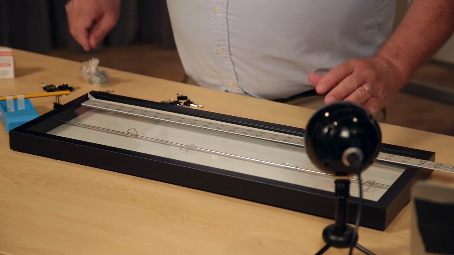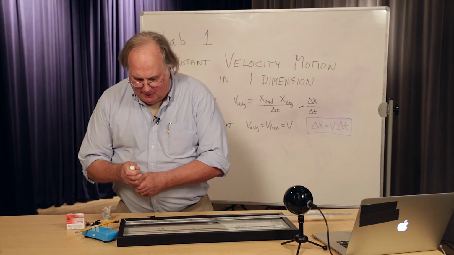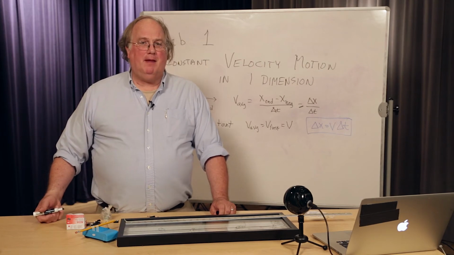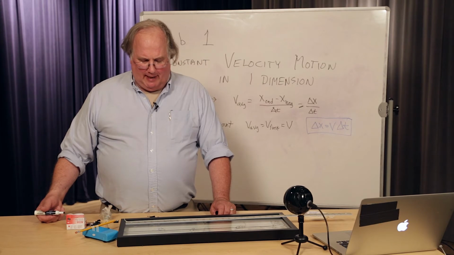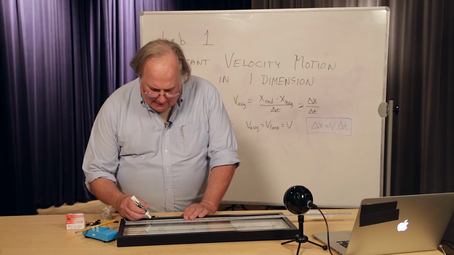And this tape is just so I can make marks on it. Here we go. And I put down a mark every 10 centimeters. Now, 10 centimeters is a little bit less than 4 inches. So actually, I put it every 4 inches because I have inches on my ruler.